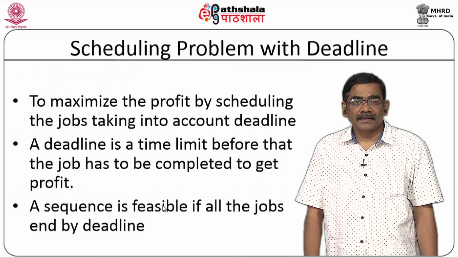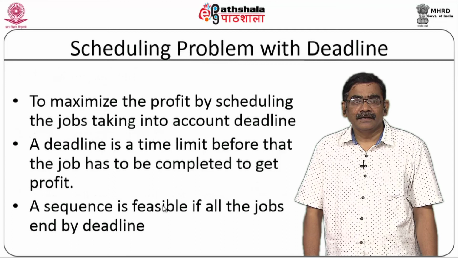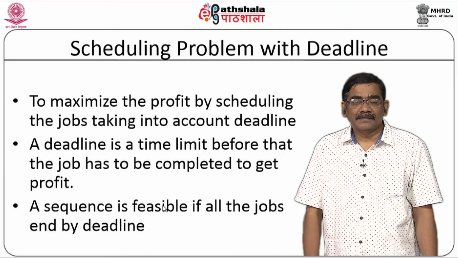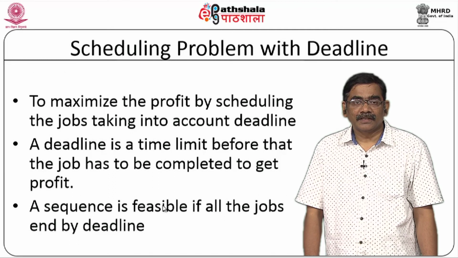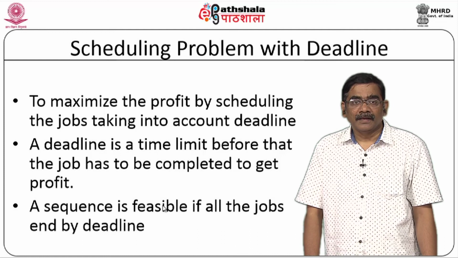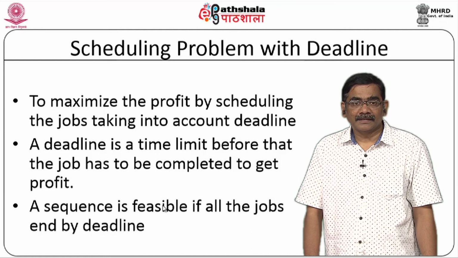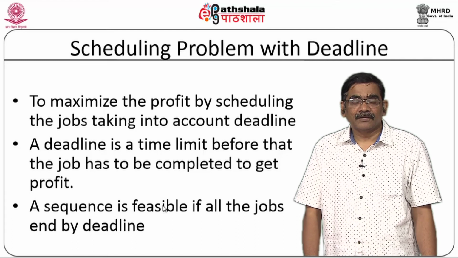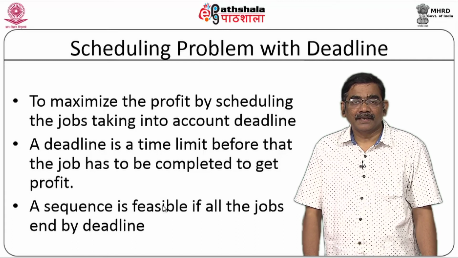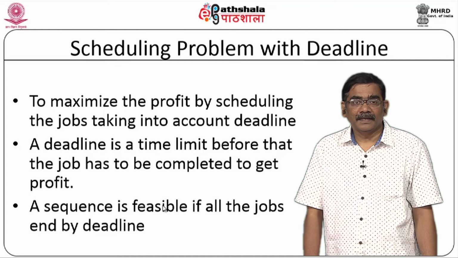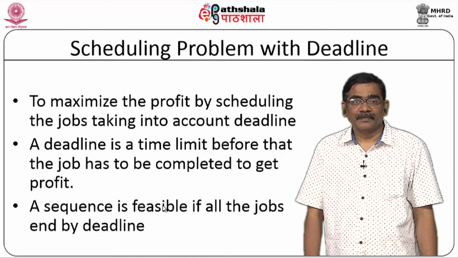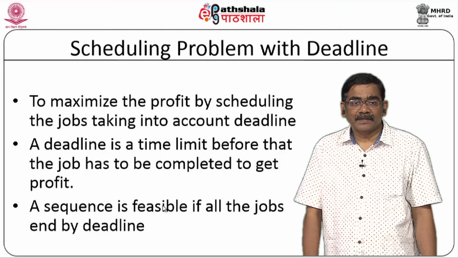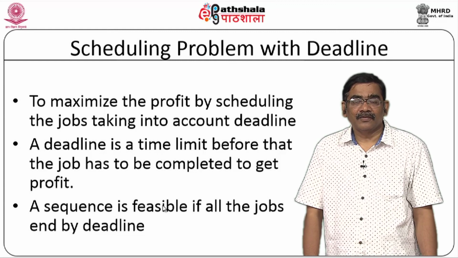The second algorithm is with a deadline. Deadline means the time within which the job has to be completed, otherwise you will not get any profit. In other words, deadline is a time limit before which the job has to be completed to get the profit. And we are considering a sequence. A sequence is feasible if all the jobs end by the deadline.